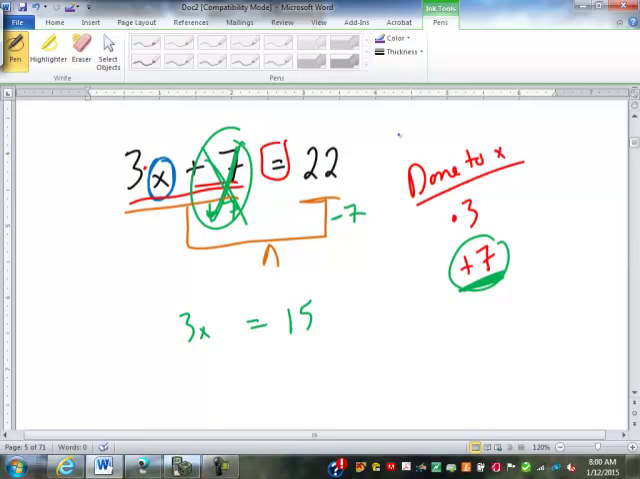Now what do we have to do? Divide by 3. So x equals 5.